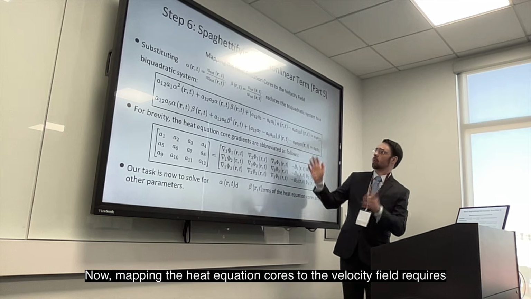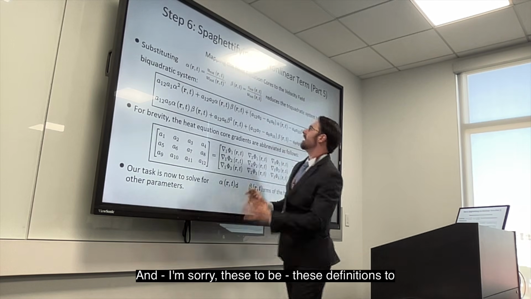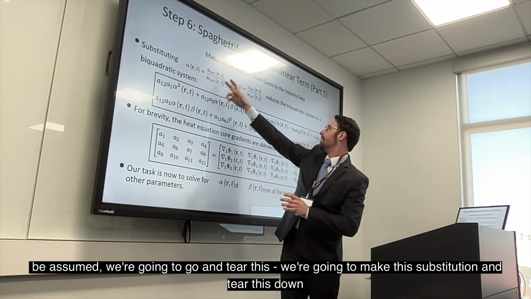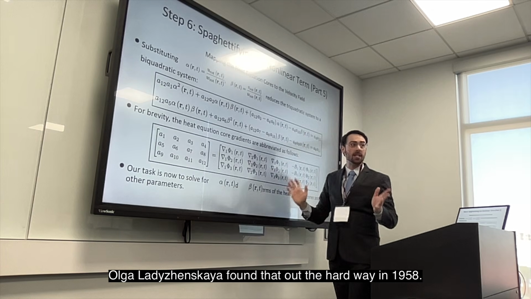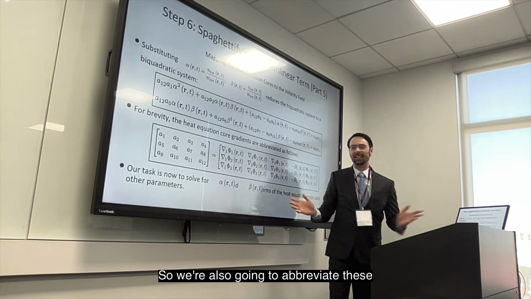Now, mapping the heat equation cores to the velocity field requires this and that to be basically the same, and these definitions to be assumed. We're going to go ahead and tear this down. We're going to make the substitution and tear this down to a biquadratic system, because 2 is easier than 3. Olga Ladyzhenskaya found that out the hard way in 1958.